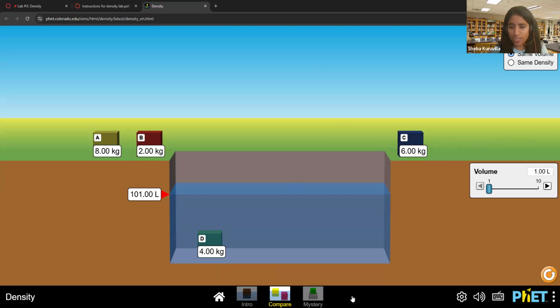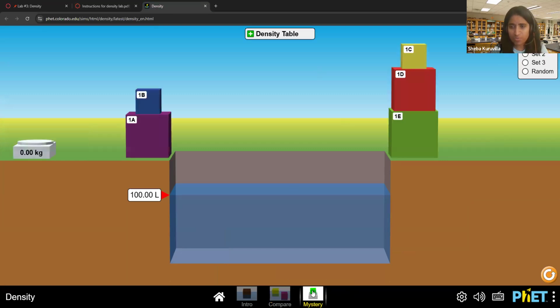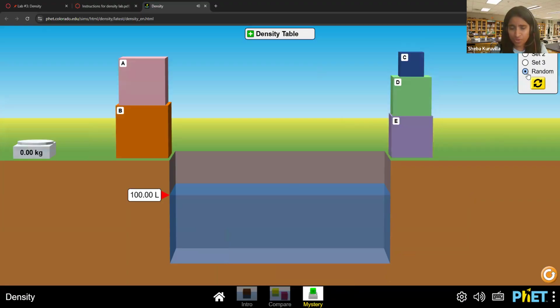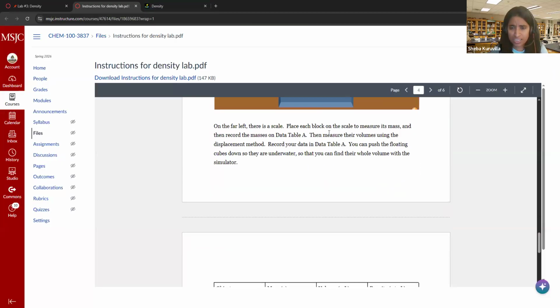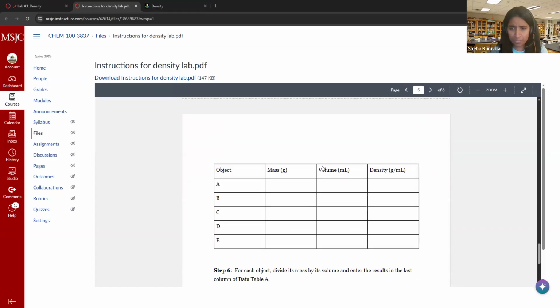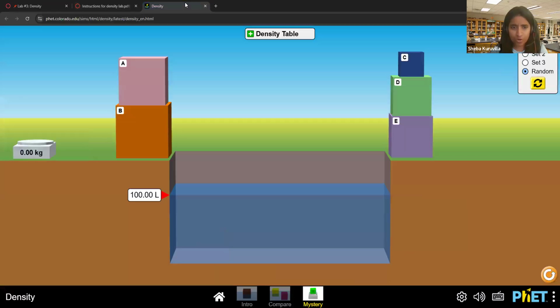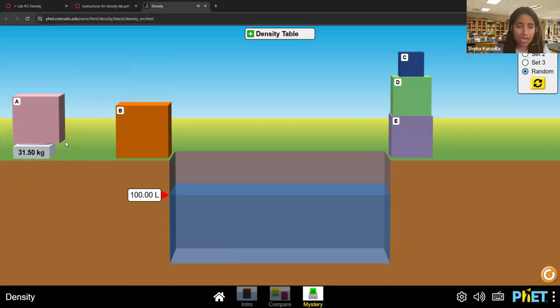Then we go over here on the bottom to mystery. When you go to mystery, it tells us to choose random. So you end up getting 5 random blocks. And then let's look at instructions. It tells us to weigh all of them and put their volume down. All right. So we can weigh them by just putting it here, and we know its volume. I'm sorry, we know its mass. Its mass is in kilograms.